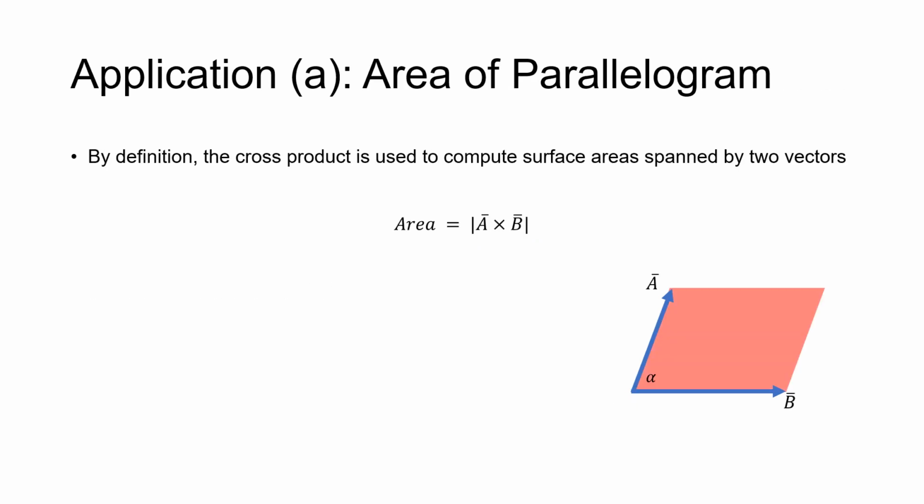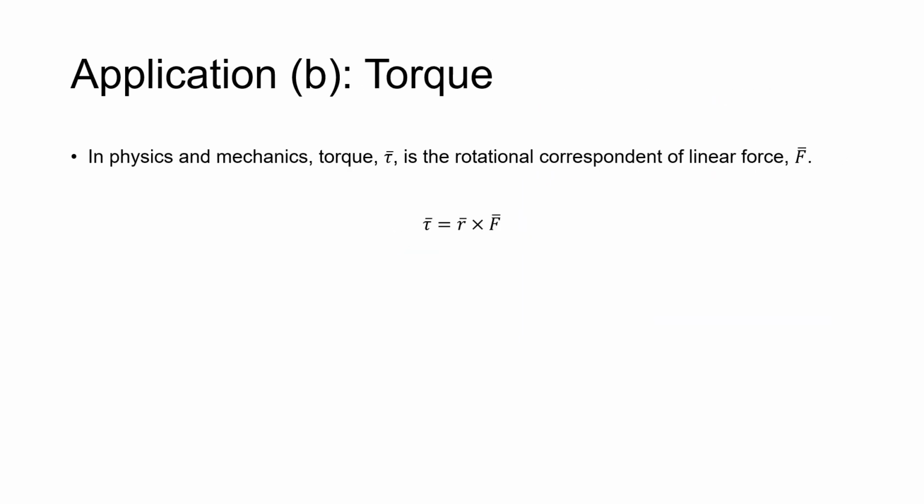Now we move to the applications. Starting with the area of a parallelogram, we calculate the surface area spanned by two vectors A and B as shown in the equation. Now we are at the second application of the cross product, which is torque. Torque is the rotational counterpart of linear force and can be calculated as tau equals R cross F, and R is the arm of the torque.